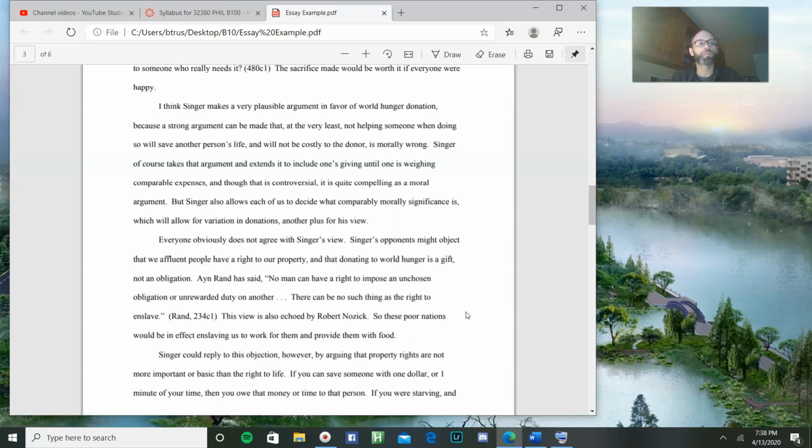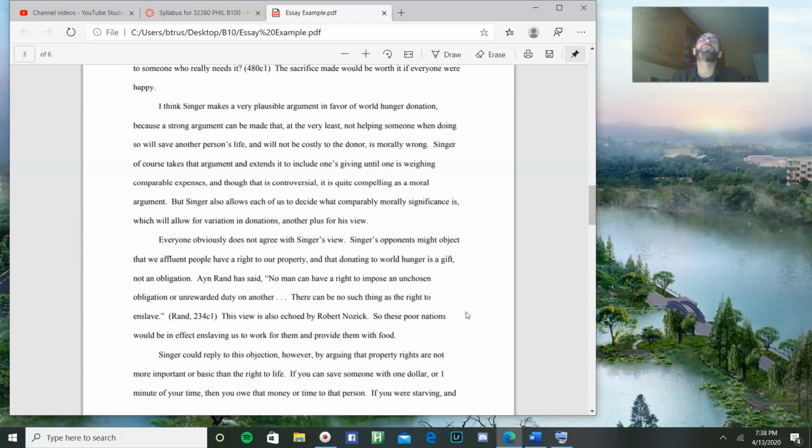Everyone obviously does not agree with Singer's view. Singer's opponents might object that we affluent people have a right to our property, and that donating to world hunger is a gift, not an obligation. Ayn Rand has said, no man can have a right to impose an unchosen obligation or unrewarded duty on another. There can be no such thing as a right to enslave. This view is also echoed by Robert Nozick. So these poor nations would be in effect enslaving us to work for them and provide them with food.